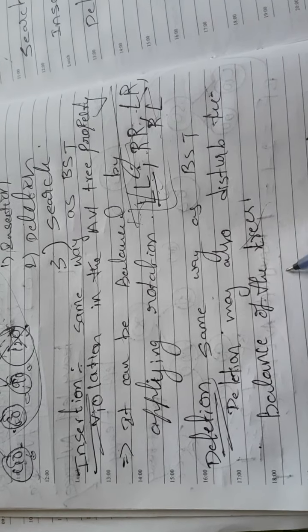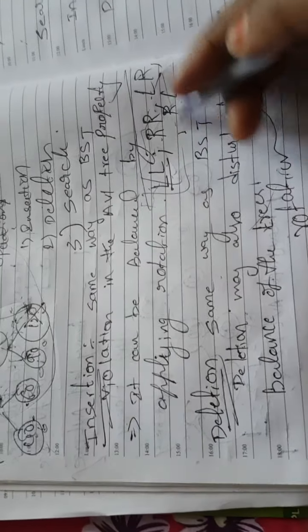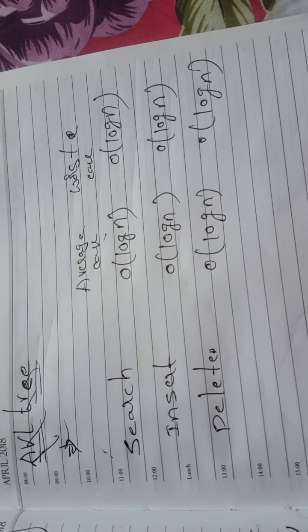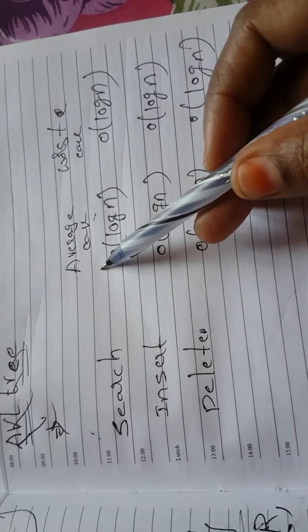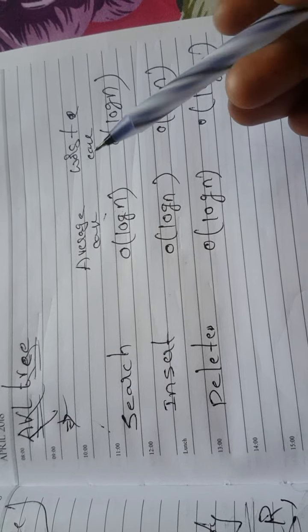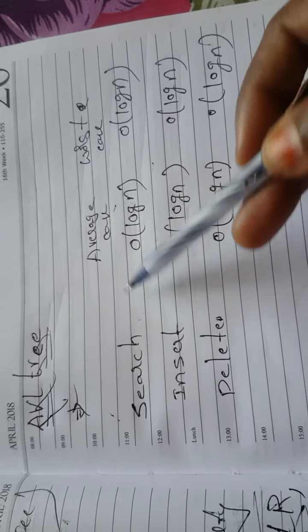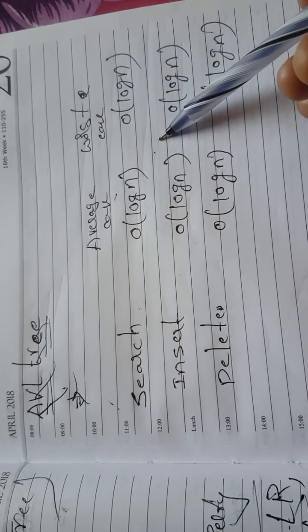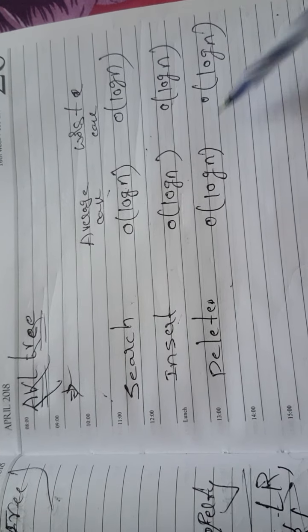For that purpose also we perform some rotations, like whatever rotations are performed in insertion, all those rotations are performed here also. And then every algorithm, search, deletion, insertion, has its time complexity. In an AVL tree the average case and worst case time complexities are the same: O of log n. In search operation the average case is O of log n, the worst case also O of log n. Insertion also O of log n, and deletion also O of log n.